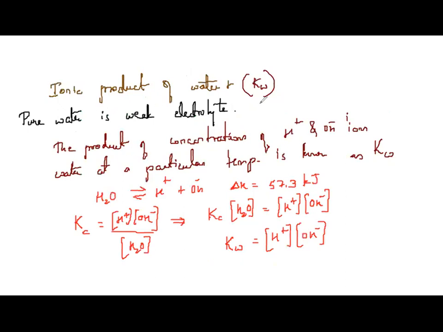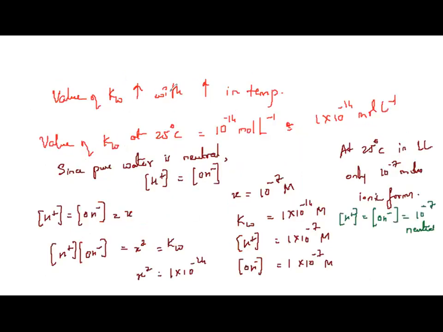Yes. Pure water is a weak electrolyte. The product of concentrations of H plus ions and OH minus ions in water at a particular temperature is called the ionic product of water. If you see the dissociation and write the equilibrium constant, we get this. Substitute all the values. Then we come to the value of Kw, which increases with increasing temperature. At 25 degrees Celsius, it is 10 raised to minus 14 moles per liter, or you can say 1 into 10 raised to minus 14 molarity.